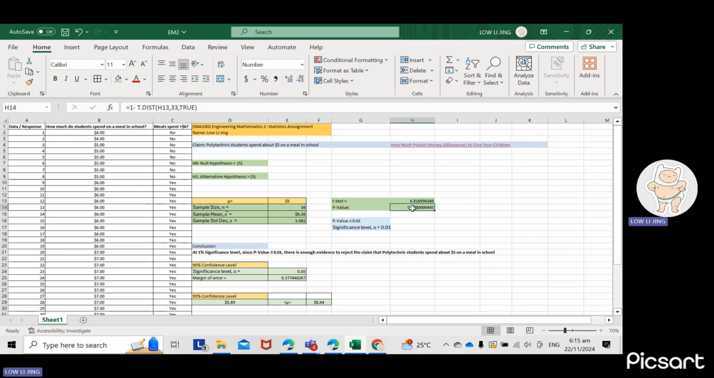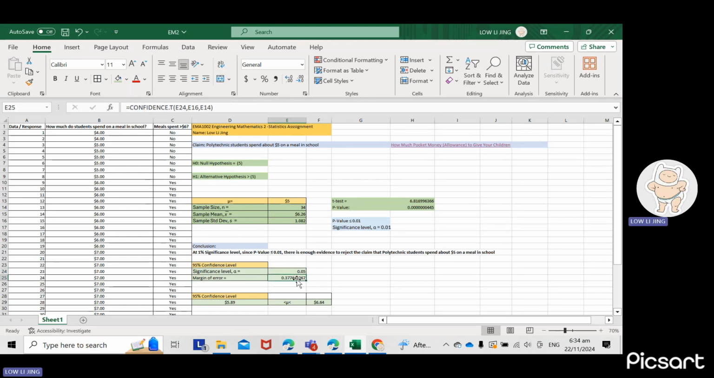And since it is lesser than the significance value of 0.01, I would then have to reject the claim that Polytechnic students spend about $5 on a meal in school. Next, I use a 95% confidence level as it is the most common significance level used in hypothesis testing, giving me the number of 0.05 for the significance level.